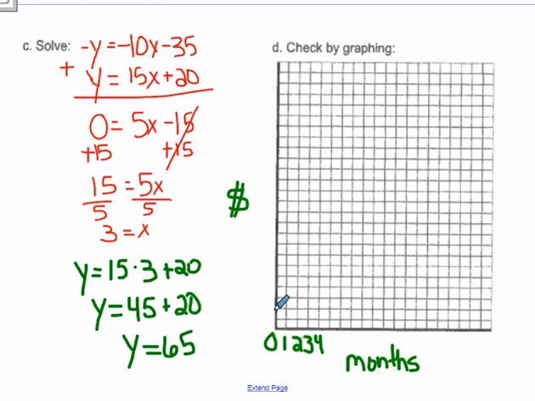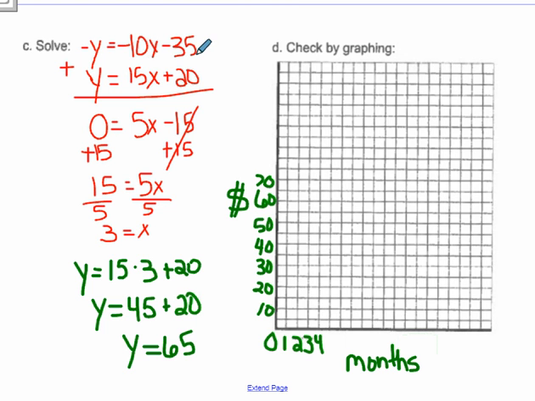So this one is 5. I won't write it. This one's 10. Won't write 15. This one's 20. Here's 25, 30, 35, 40, 45, 50, 55, 60, 65, 70. And I know I don't have to go any higher because I know 65 is where they have the same amount in their accounts. So let's see now if I can graph this.